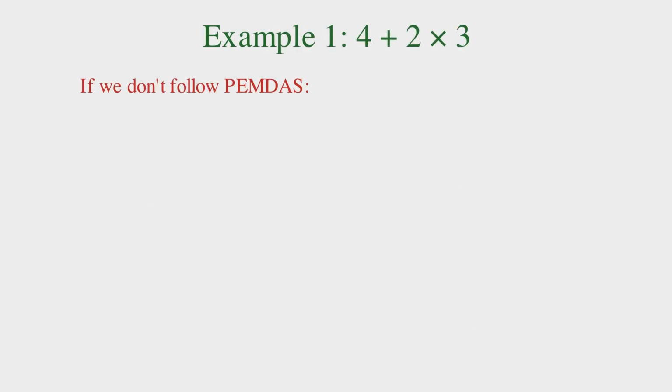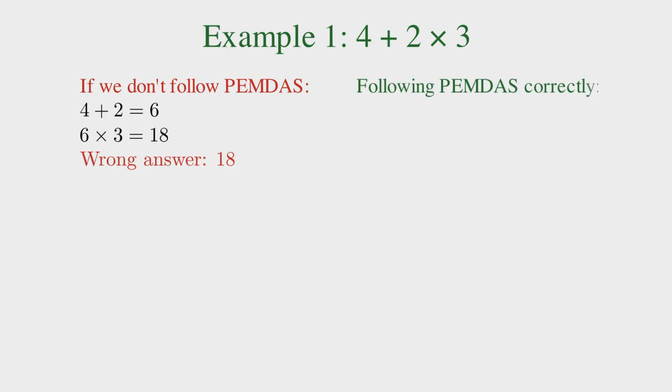Example 1. Simple problem without parentheses. Let's solve. 4 plus 2 times 3. If we go from left to right, we might think, 4 plus 2 is equal to 6, then 6 times 3 is equal to 18. Oops. That's wrong because we must follow PEMDAS. We multiply first. 2 times 3 is equal to 6. Then add 4 plus 6 is equal to 10. So the correct answer is 10.